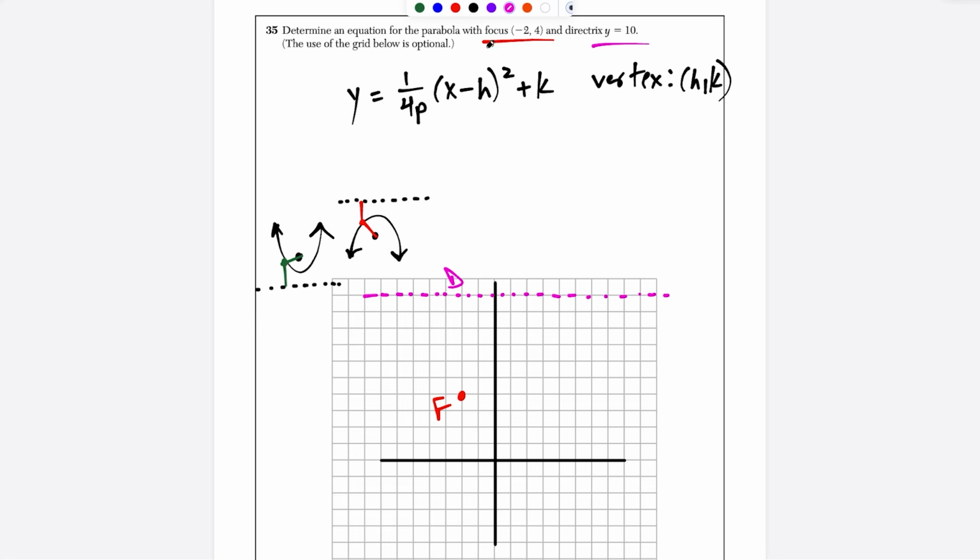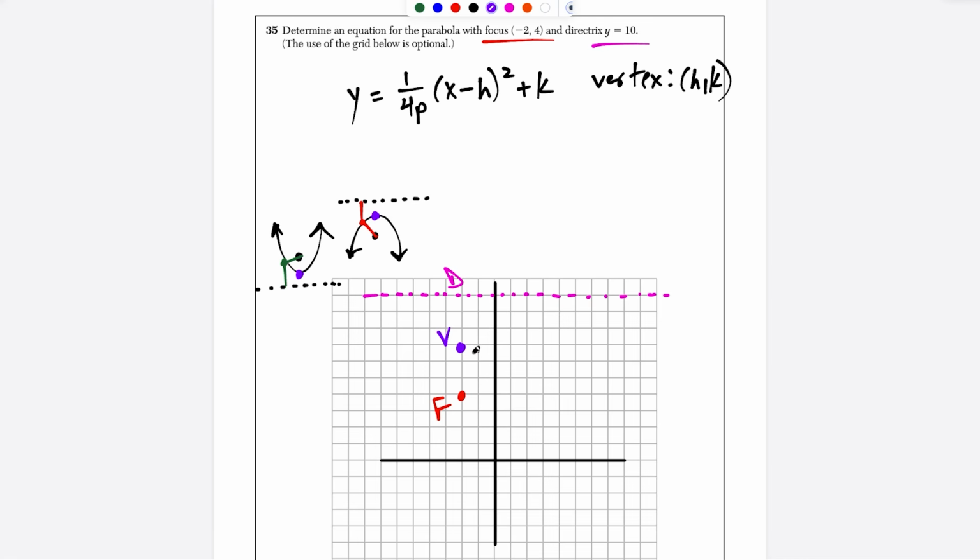Now, the point that's most useful to find for these questions is the vertex. Okay, the vertex is directly in line with the focus and the directrix. So that's the point I want to find. And notice I have to go up 1, 2, 3, 4, 5, 6. So if I go halfway, I go up 1, 2, 3. This would bring me to the vertex.